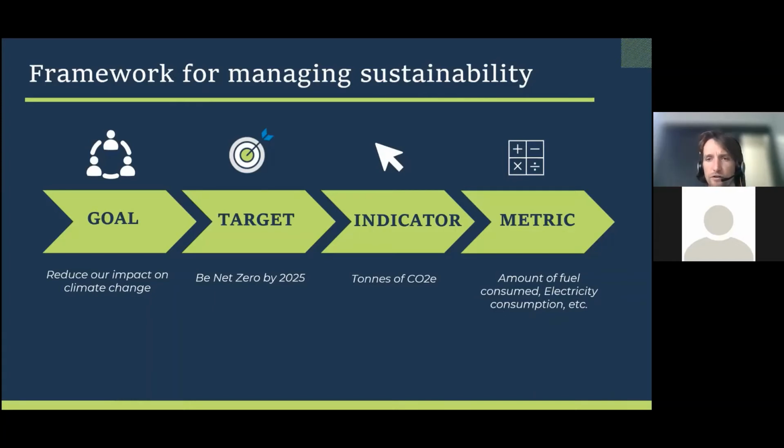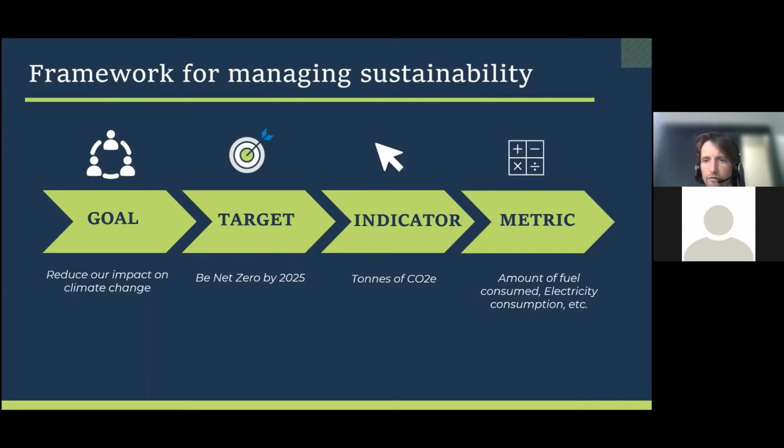Often targets have an absolute or a numerical value against them. So in this instance, we want to be net zero by 2025. Again, it has a timestamp against it, so we know when we want to achieve this. It's quite concrete.